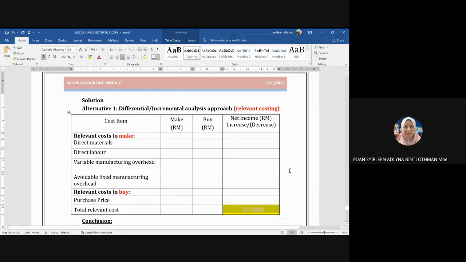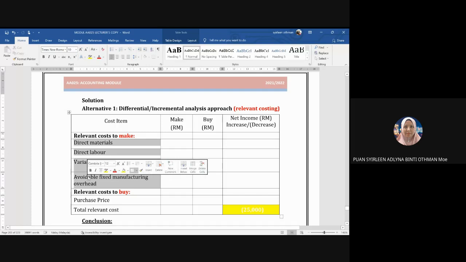Madam letak warna kuning tu nanti. Okay, so kita akan tengok decision tu dekat bawah. Alright, so relevant cost, apa yang you akan tulis dekat sini bergantung kepada soalan kamu lah. Okay, so dalam soalan tadi kita ada direct materials, kita ada direct labor dan kita ada variable manufacturing overhead.